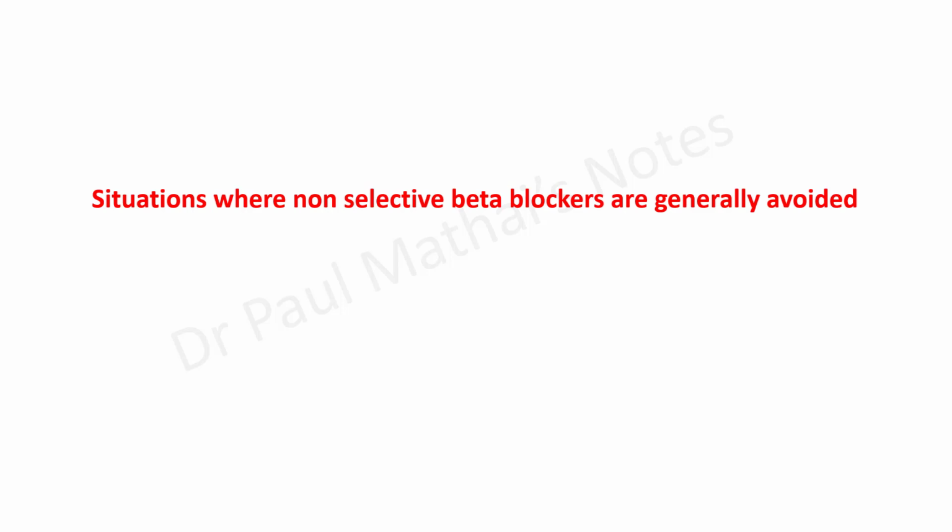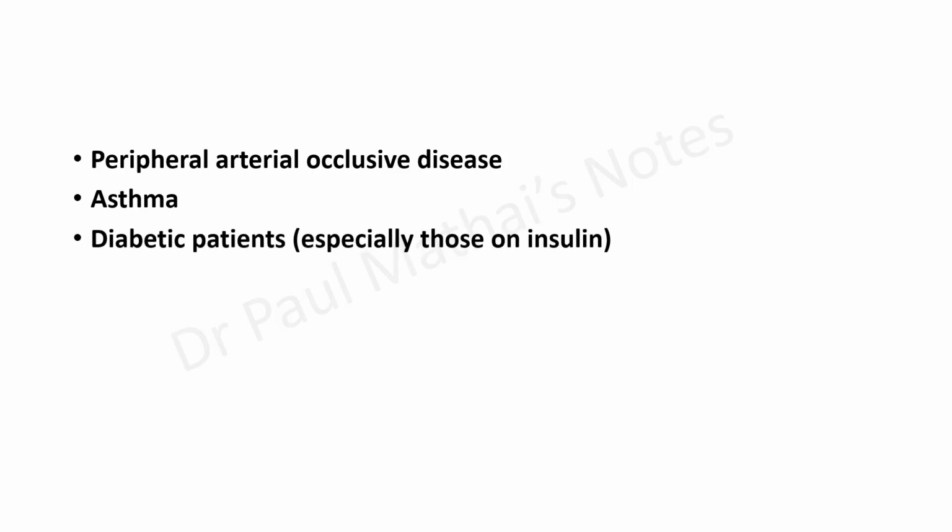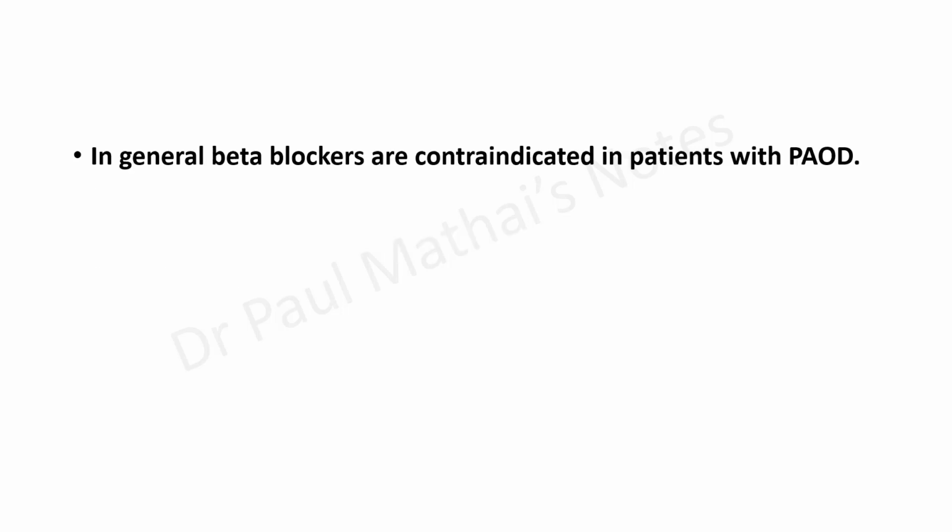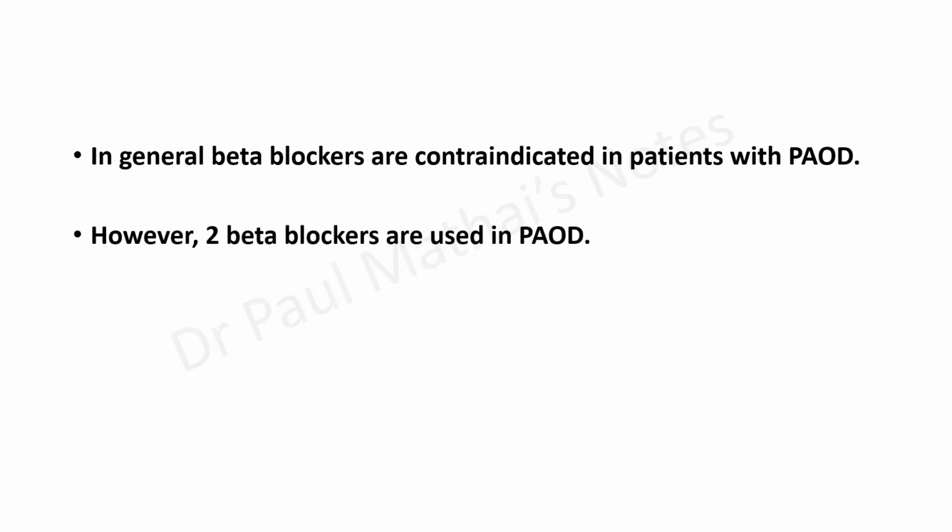Now we need to know the situations where non-selective beta blockers are generally avoided. These include peripheral arterial occlusive disease, asthma, diabetic patients, especially those on insulin, and dyslipidemia. In general, beta blockers are contraindicated in patients with peripheral arterial occlusive disease. However, there are two beta blockers which are actually effective in the treatment of peripheral arterial occlusive disease. They include carvedilol and nebivolol.